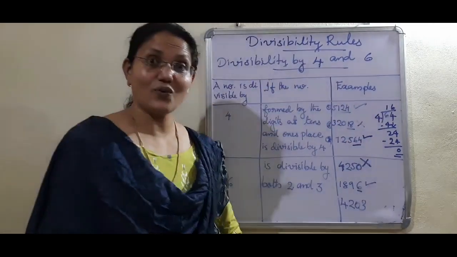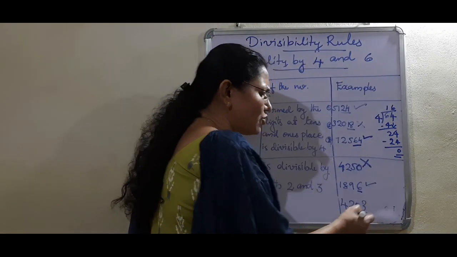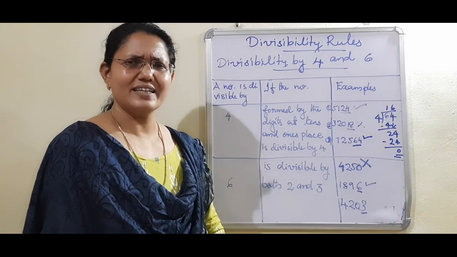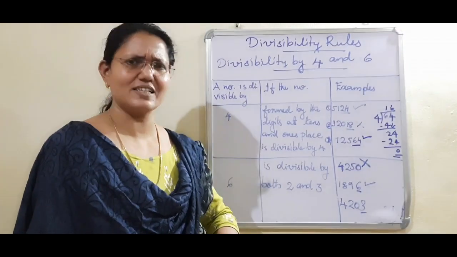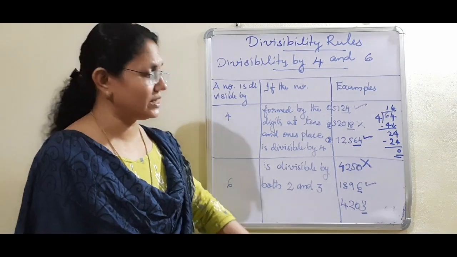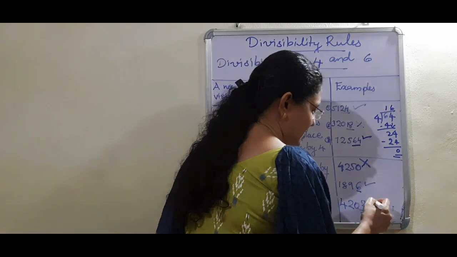Next, 4203. Just by a look, we can say this is an odd number, so it is not divisible by 2. Thereafter, you need not check whether it is divisible by 3 or not, because it is not divisible by 2. Therefore, it is not divisible by 6.